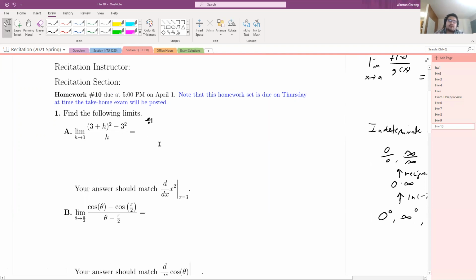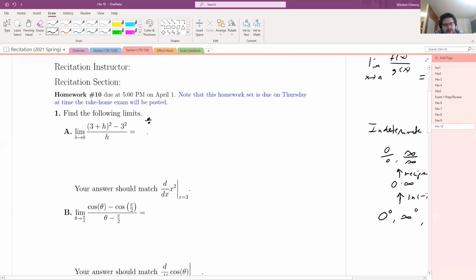I should mention, you should always check whether or not you can use L'Hopital's before you actually use L'Hopital's. And when we grade, we will be looking for that check, that confirmation that you actually can use L'Hopital's. So make sure that you write it somewhere. Usually you should write it somewhere close by. Don't just write it in the corner somewhere.